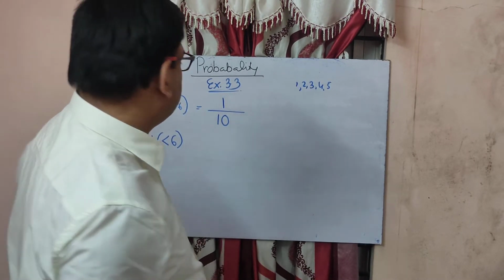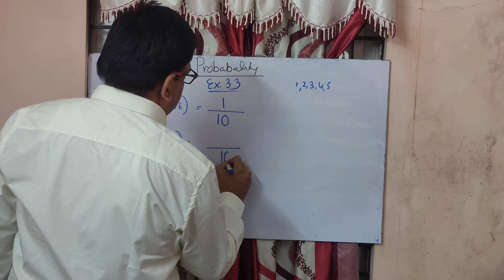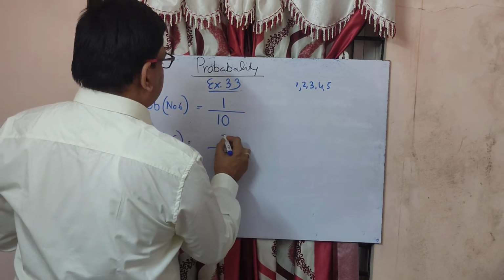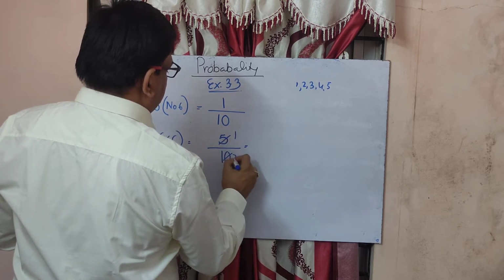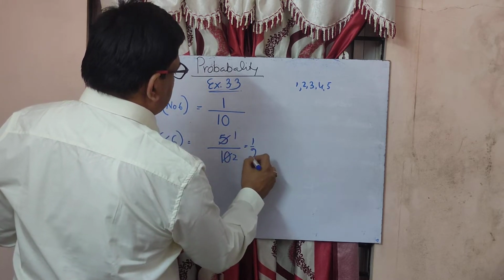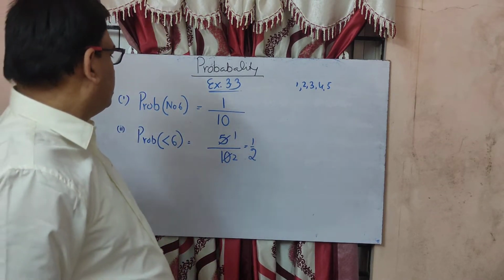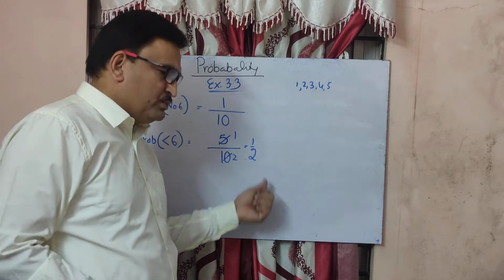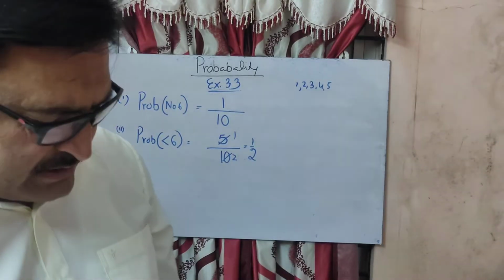Total there are 10 numbers. Out of those, less than 6 are 5 numbers. That is 5 ones are, 5 twos are. If it is possible, then only cancel. Otherwise, there is no need to cancel. So the probability of getting less than 6 is 1 upon 2, or even you can write 5 upon 10. Now, third question.